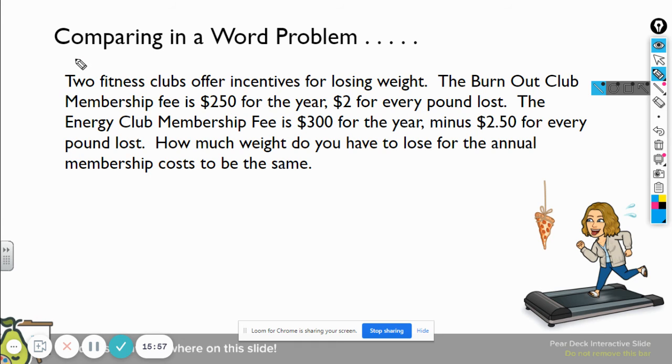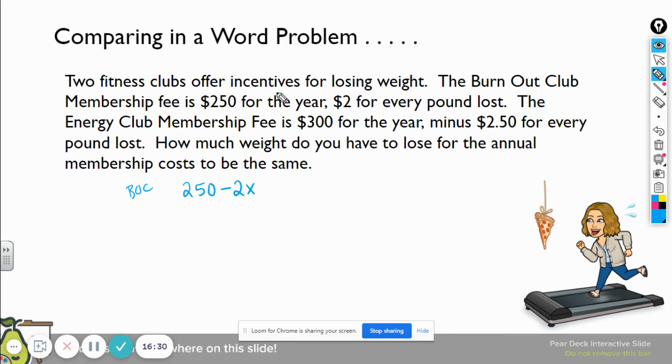Okay, comparing things. So 2 fitness clubs offer incentives for losing weight. You have the Burnout Club, whose membership fee is $250 for the year. But then for every pound you lose, you can deduct $2. They're going to pay you $2 for losing a pound. So this is Burnout Club, and they say 250 minus 2 times the pounds that you lose.